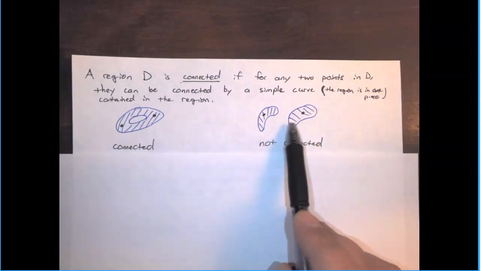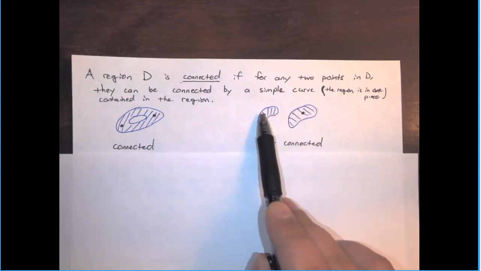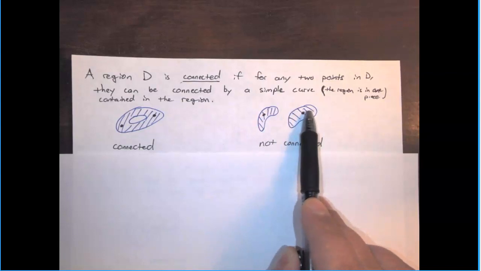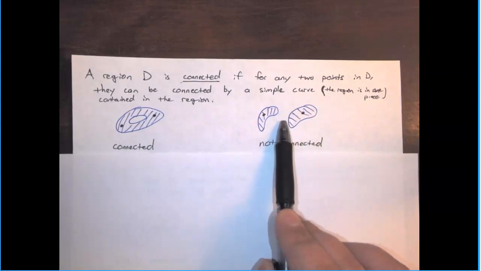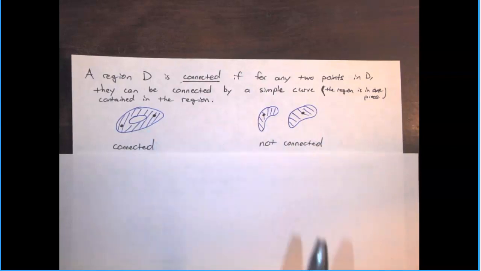But if I pick this region with these two pieces, and I pick a point in each piece, I can't draw a curve between these two points without leaving my region. I have to go through this empty space here that's not in my region. So this is not connected. So connected just basically means one piece.